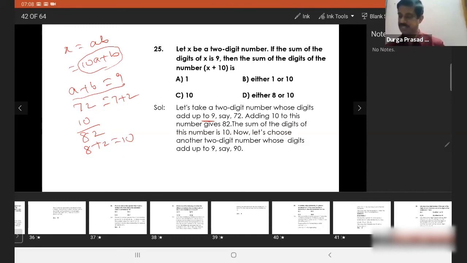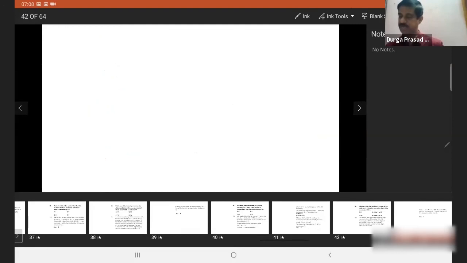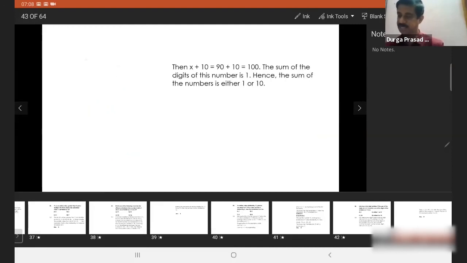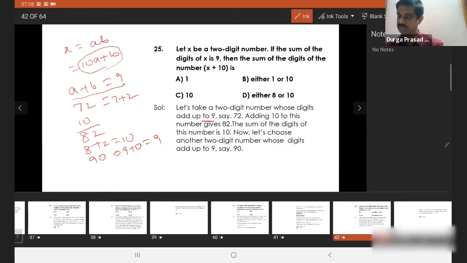Now let us take another number, let us say 90. So 9 plus 0 equals 9. Now x plus 10, so 90 plus 10 is 100. The sum of digits is 1. So if you take this example, you are getting the sum of digits as 1 or as 10. So it should be either 1 or 10. Okay, please note it fast.